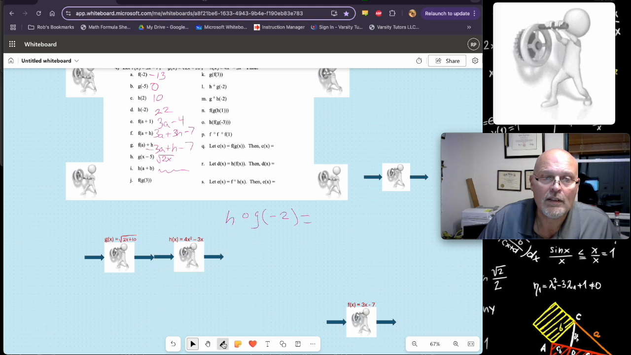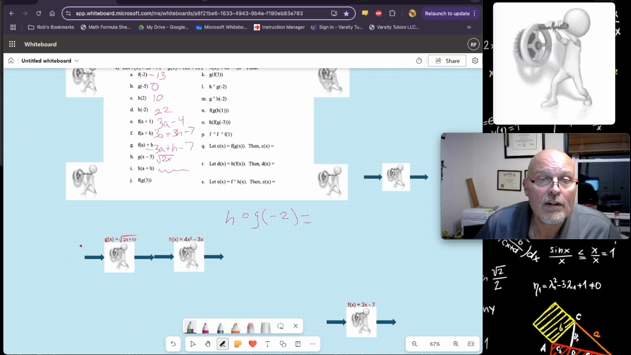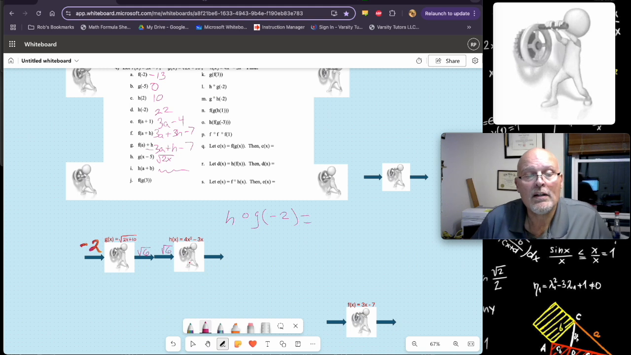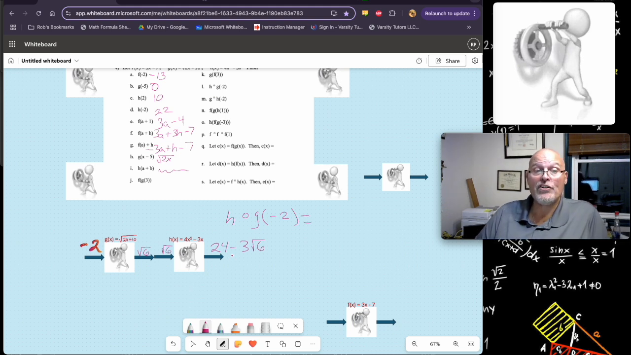All right, let's do that. And we've got negative 2 as our input. Negative 2 is our input. So we have negative 4 plus 10. This is the square root of 6. And with the square root of 6 as my input, I have 24 minus 3 times the square root of 6. And that's how we do h of g of negative 2.